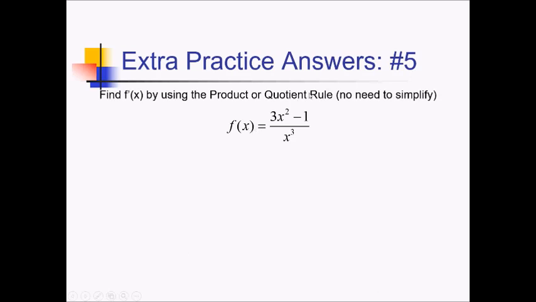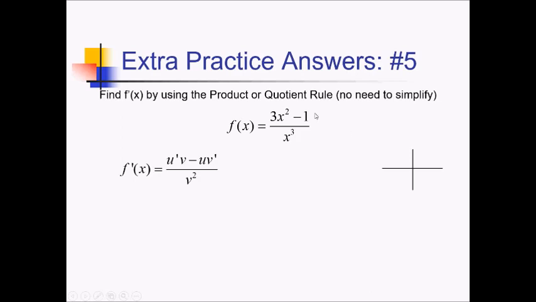On this problem, we're trying to find the derivative, and they want us specifically to use the product or quotient rule. So although it would be faster just to divide both of these things by x cubed and use the power rule, they want us to demonstrate quotient rule here. So we're going to go with u prime v minus uv prime all over v squared. And I'll set up a box and ribbon to organize things.